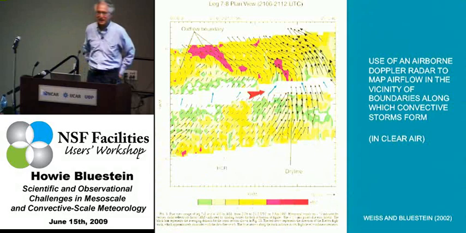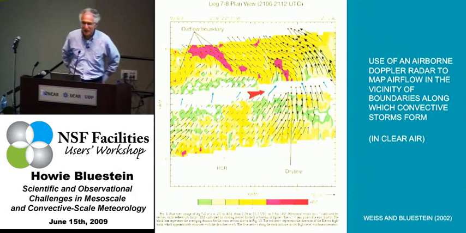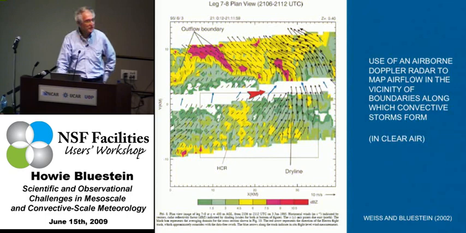Now, convective initiation. How do we study convective initiation? We need to know something about the wind field and the thermodynamic field in the vicinity of a region where a storm may form. One way to do this is to take an airborne Doppler radar, map the airflow along boundaries where lift occurs. This is an example of Eldora analysis in clear air. So we need to have radar operating in clear air.